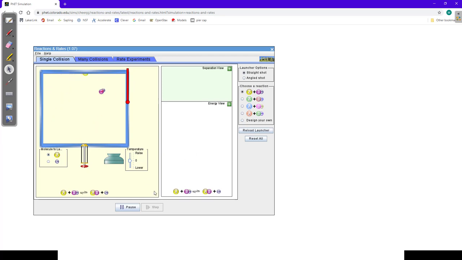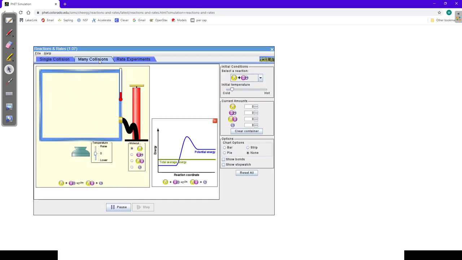Lots of collisions will happen, but not all of them will be successful. I will put some reactants in there, raise the temperature, and watch that they're going to collide fairly often, but not every collision is going to be a successful collision, because they have to not only have enough energy, but they also have to have the right orientation. So look how often they collide without reacting.